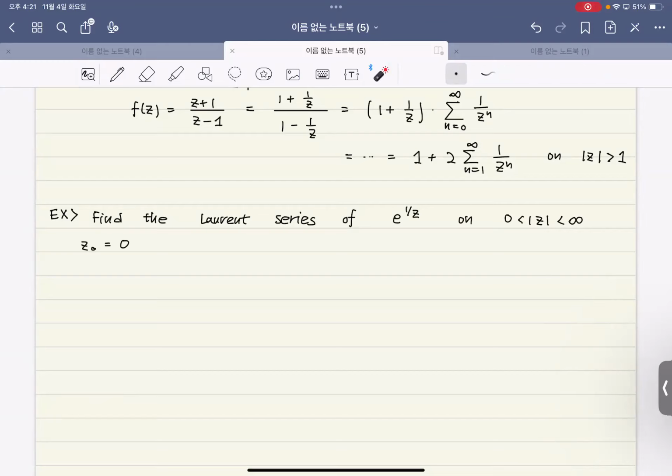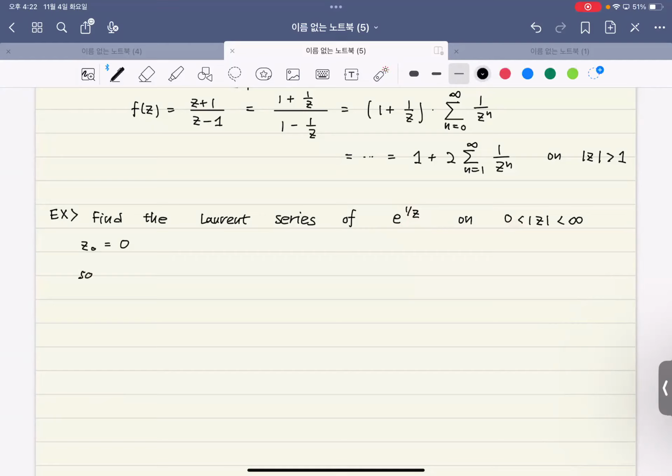Originally the exponential function doesn't have any singularity. I mean, the exponential function is an entire function, but since it has been composed with a function that has a singularity at the origin, this function may fail to be analytic at the origin. So this function actually has a singularity at the origin. Therefore, the inner radius should be 0, right?